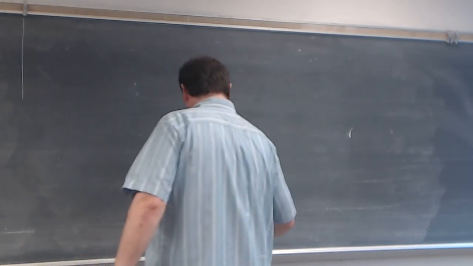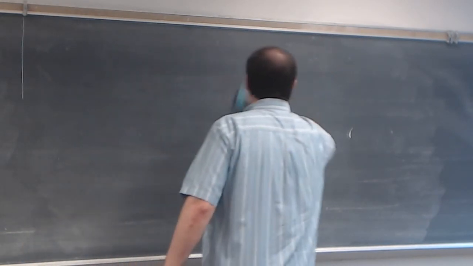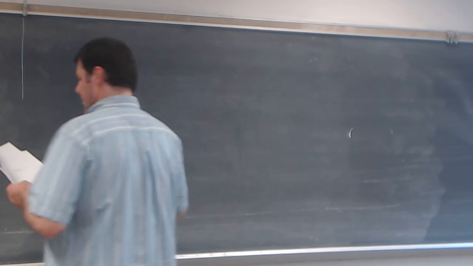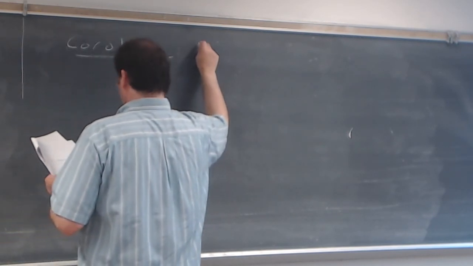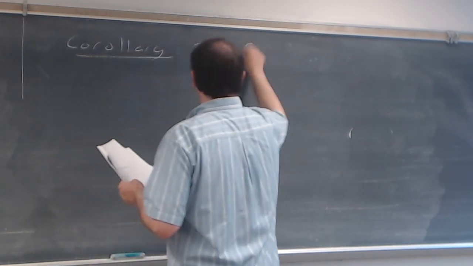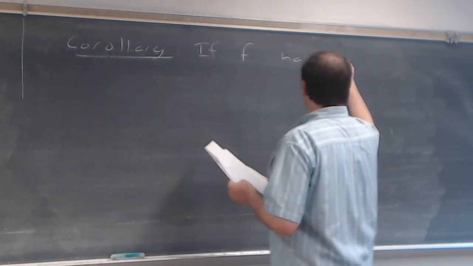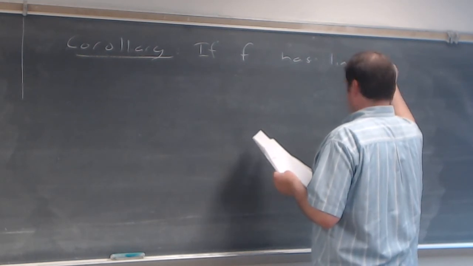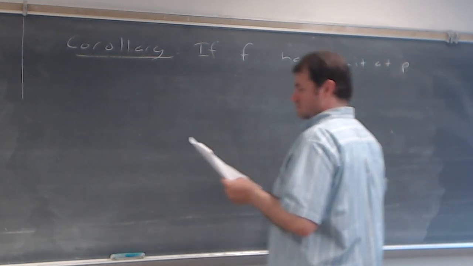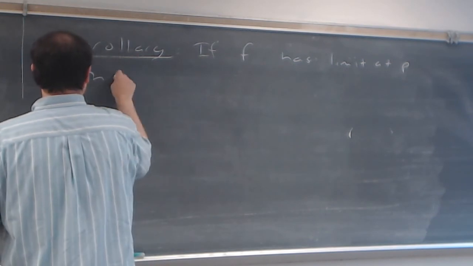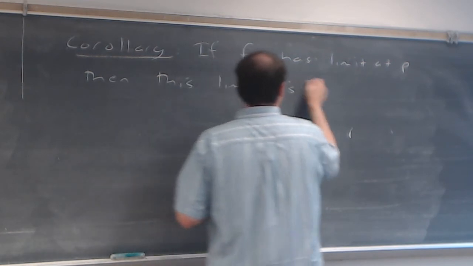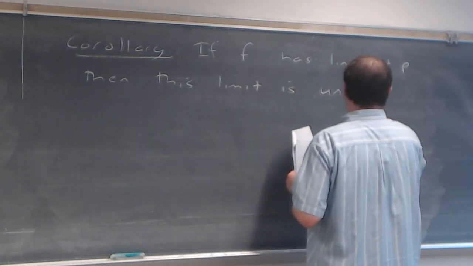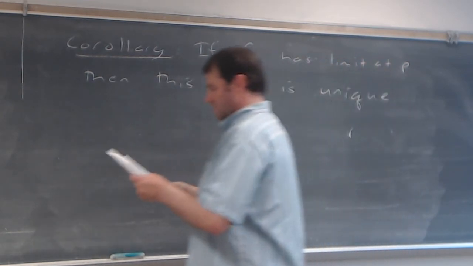And it has to do with the limits of functions. Function limits must be unique. If f has a limit at p, then this limit is unique. So, the proof.